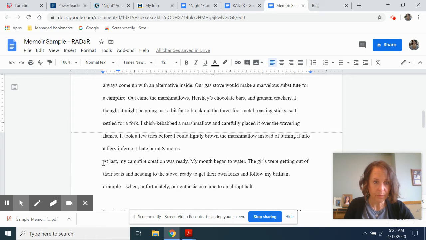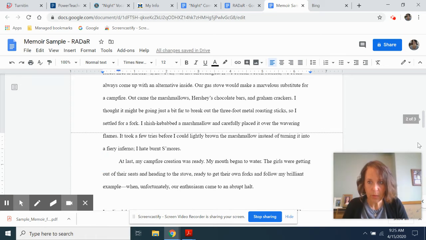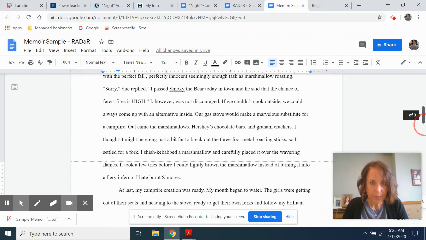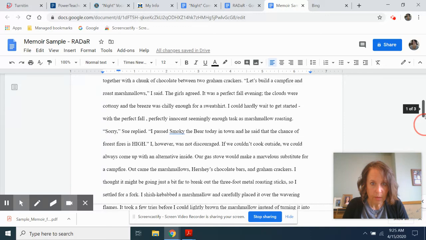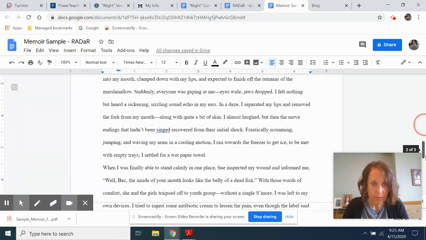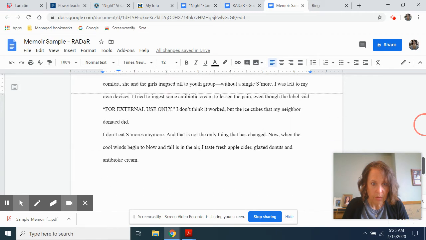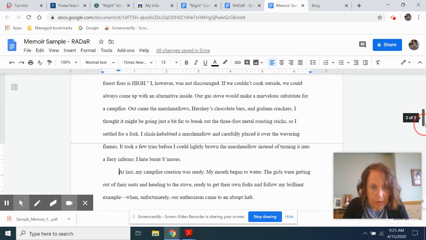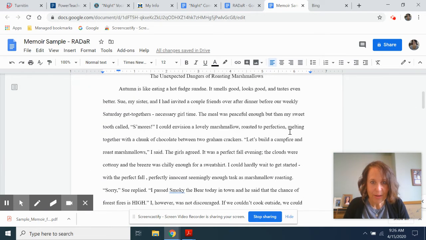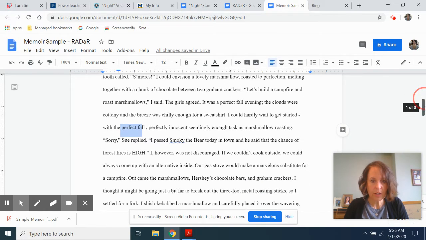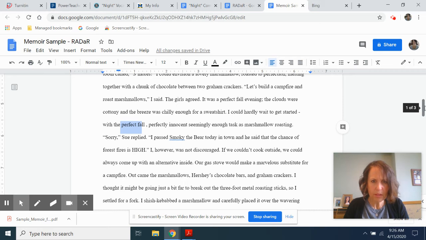Let's indent here again. If we talk about word choice, we talk about looking at the choices she uses. I thought she uses perfect a lot. Oh, here, sorry, let me go back to the top. I'm reading this here too. Here, so the meal as I envisioned, it was a perfect fall evening. I could hardly wait to start, with the perfect fall. And so we're using perfect. Then we have perfectly again here. So you can see that redundancy. Is there another word she could use?